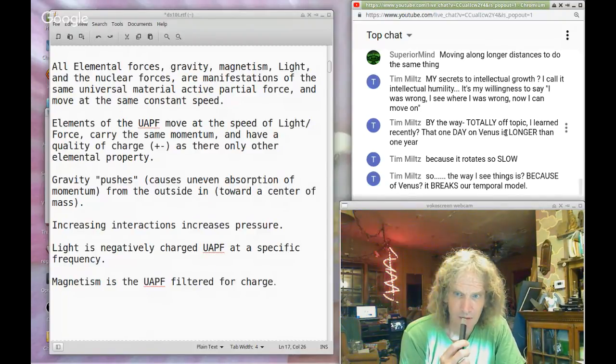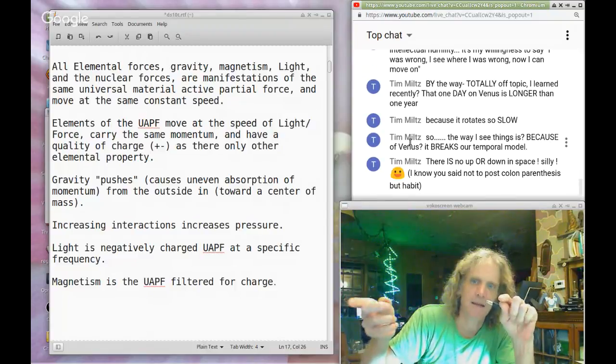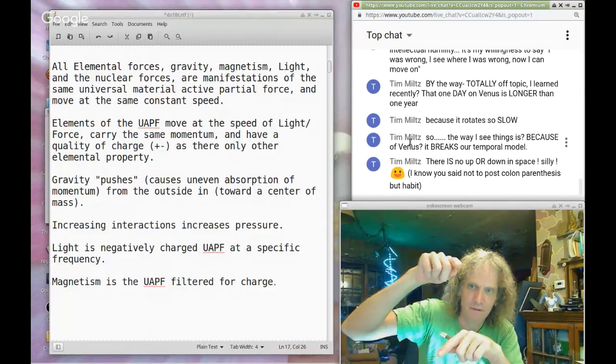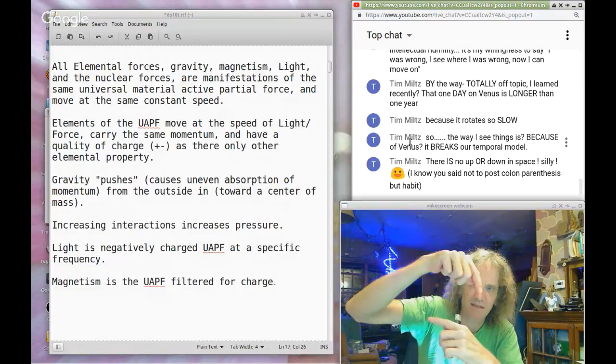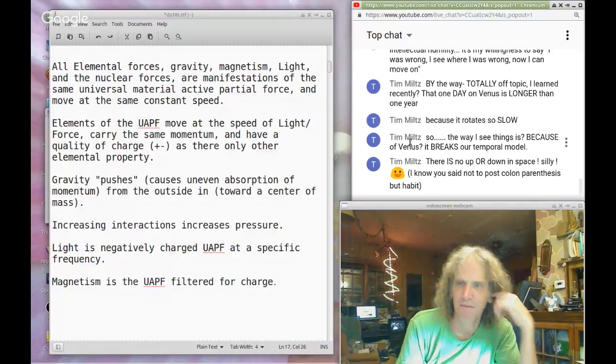By the way, totally off topic. I learned recently that one day on Venus is longer than one year. Well, its orbit's really messed up. They say that Venus got hit and its poles got reversed, and so its rotation is like Mercury. Well, no, Mercury rotates twice a year.